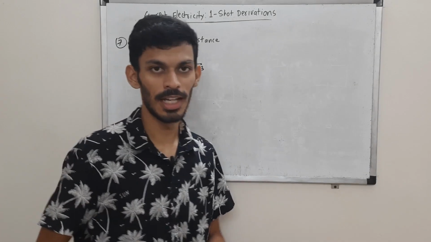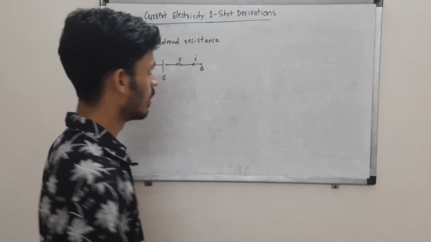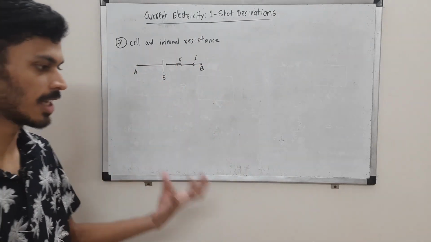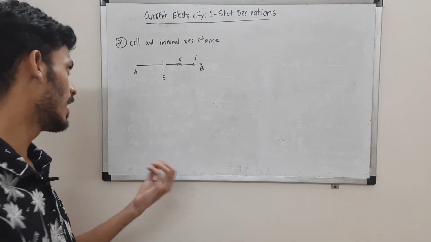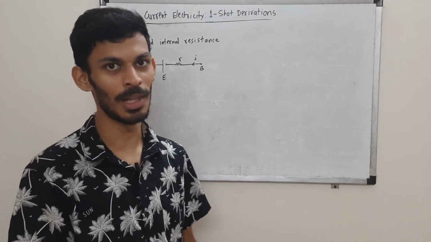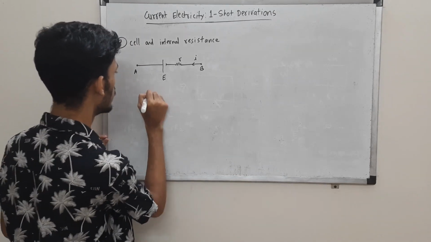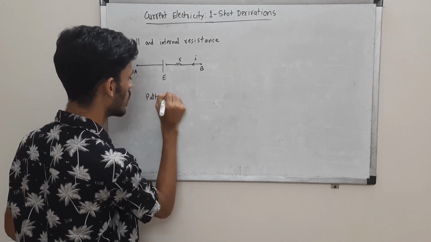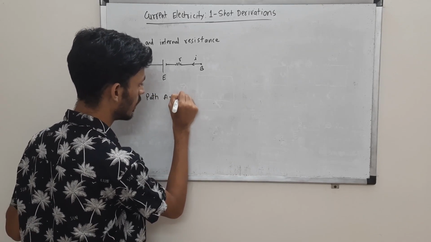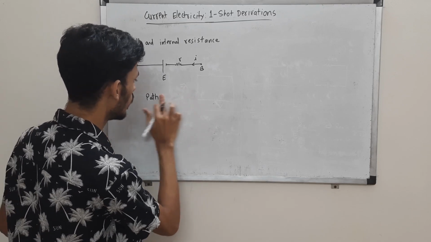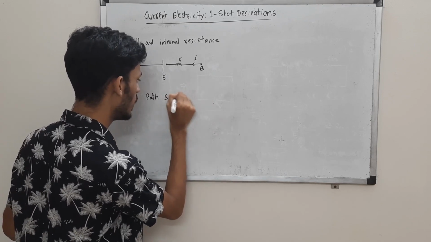Let's come to the derivation on cell and internal resistance, basically the relation which says V is equal to E minus IR. You'll see that derivation is a piece of cake when you apply Kirchhoff's law. So we'll choose the path. You can also choose a loop and a path in Kirchhoff's law. There is no such rule. So we can choose the path from B to A.